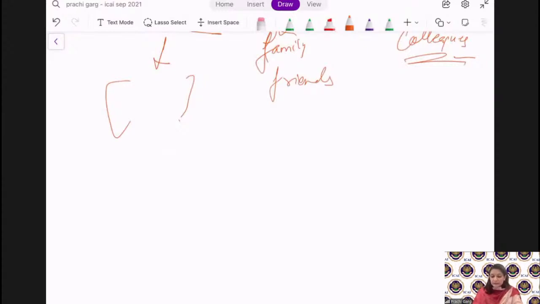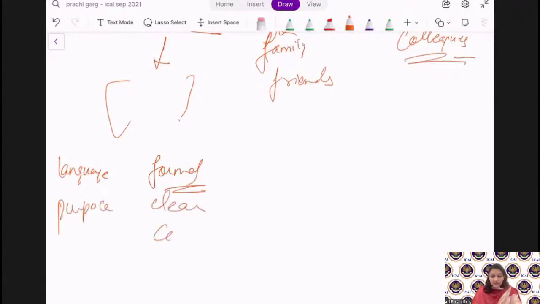Now, underneath this, what is the difference? In formal writing, needless to say, the language has to be formal. When I say formal language, what I mean is that your grammar should be correct, your sentence formations should be correct, and there should be no spelling errors. The purpose of writing has to be very clear. It has to be concise. It has to be precise.